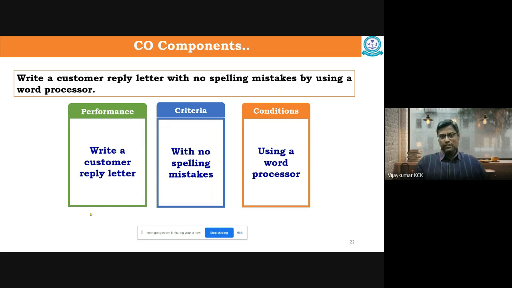I'm repeating. CO components comprise three things: performance, criteria, conditions. For example, a customer reply letter with no spelling mistakes by using a word processor. So here performance is writing a letter, criteria is without any spelling mistakes, and the condition is using a word processor.